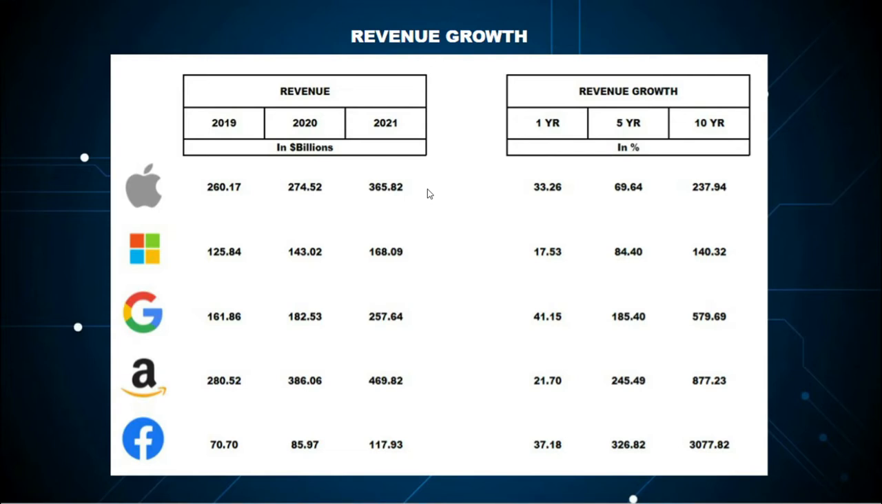Anyhow, on the left side are their respective revenues from 2019 to 2021. The values are in billions. We can see that all 5 of the companies' revenues have increased over 3 years. On the right side, we'll see the growth over 1 year, 5 years, and 10 years. We can see here Facebook has essentially 30x'd its revenues from 2011. Would any investors project a 30 times increase in revenue in 10 years in their models?